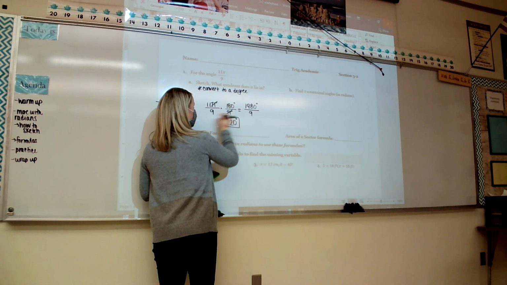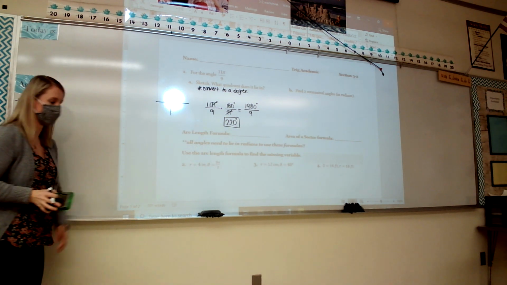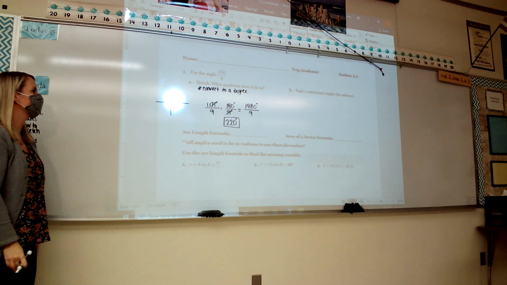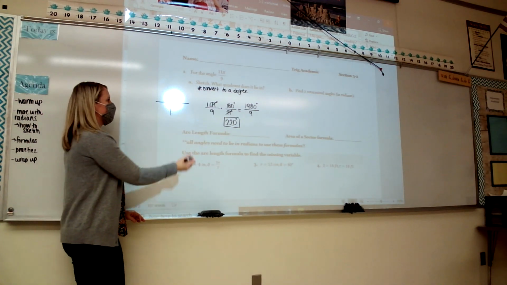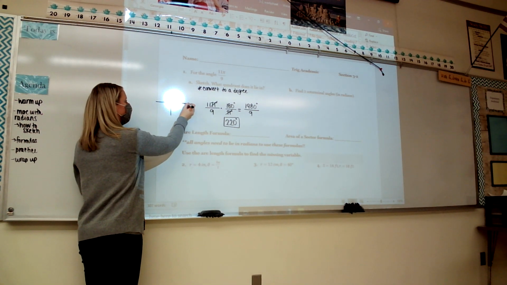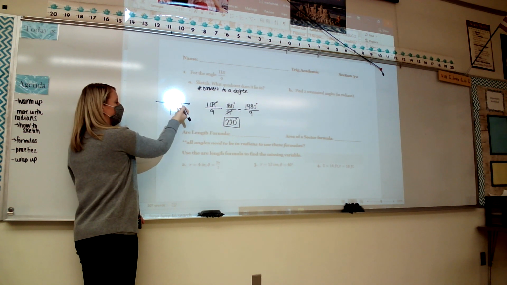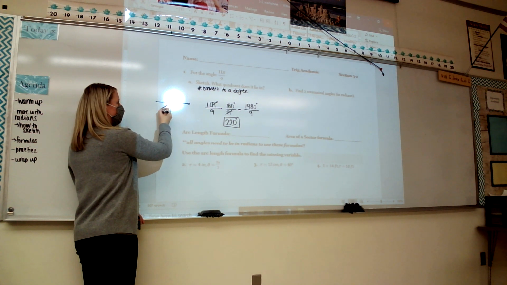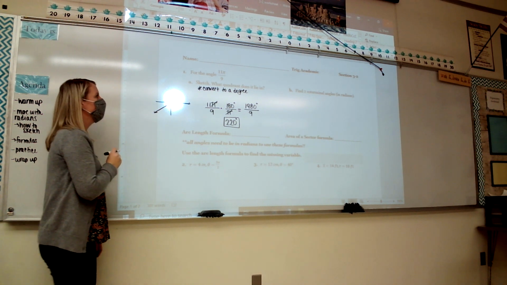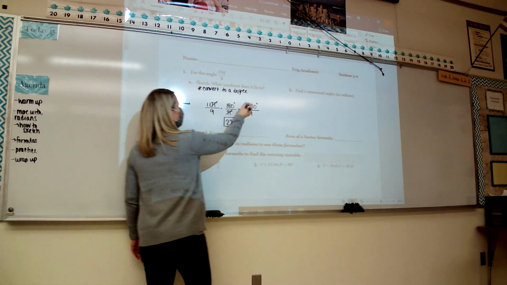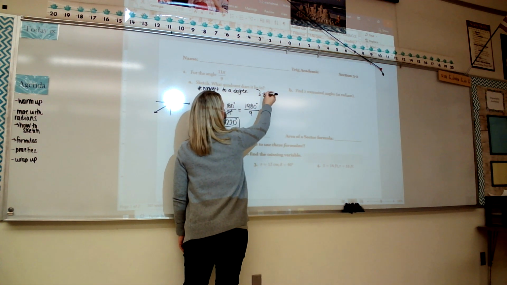So I would have never known that had I not converted it. I would have just been guessing where it was. If I asked you to sketch this, we sketch from our initial side, going up counterclockwise, and each quadrant is 90. So 90, 180, 220 would be somewhere in here. And it asks what quadrant it lies in. It's in the 3rd quadrant.